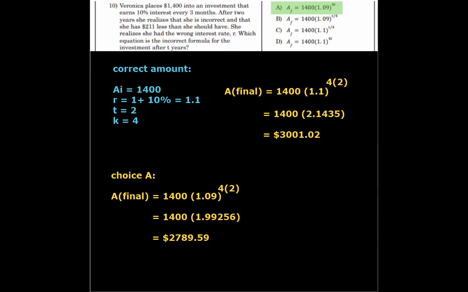Then go through each formula on the right, plugging in for t equals 2. And you'll see that choice A, the final amount, 1,400 times 1.09 raised to the 8th power, will be 1,400 times 1.99256, which will be $2,789. That is a difference of $211. The correct answer is A. So the error was she computed at 9% growth and not 10%. So after 8 compounds, that's $211 more. Okay. Correct answer was A.